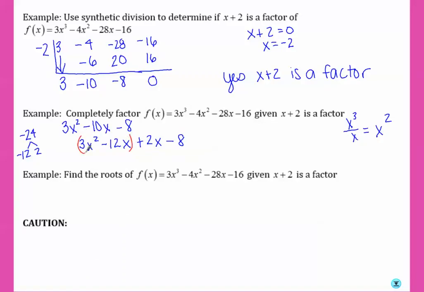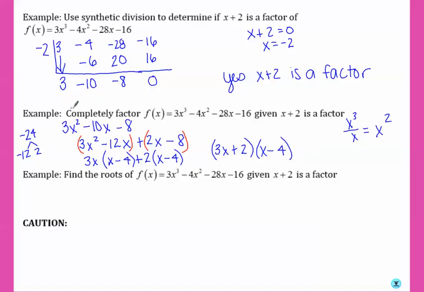Group our first two terms and our second two terms. These two have a 3x in common, so it'll be x minus 4 left over. Plus these two have a 2 in common. This will also have an x minus 4 left over. So our factors are 3x plus 2 and x minus 4.